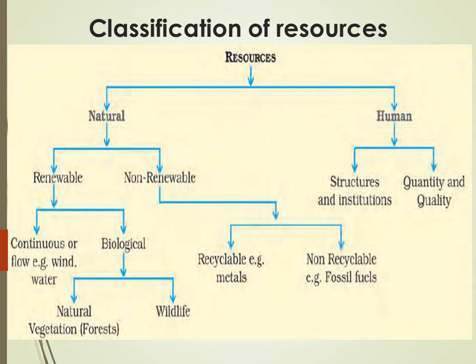Now comes non-renewable resources. In the non-renewable category, there are recyclable ones and non-recyclable ones. In the recyclable resources, metals are the example. In the non-recyclable resources, fossil fuels are the example. Coming to human resources, again these are divided into two categories: the man-made structures, buildings, dams, bridges, all those structures come under human-made resources. The next comes under quantity and quality. The quality population means the qualified people, doctors, IAS, IPS, lawyers, lecturers, all come under quality population. The quantity is the size of the population, the number of population.